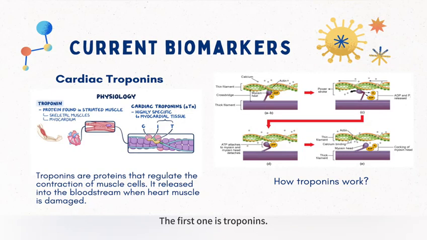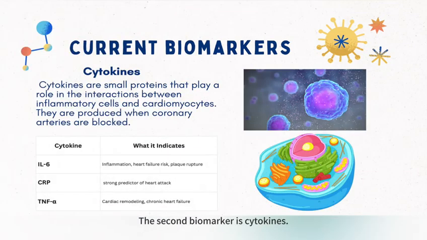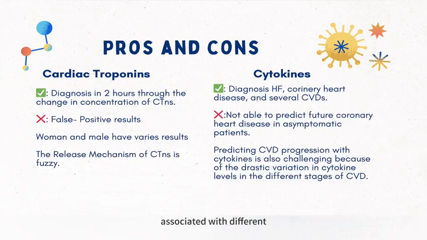The first one is troponins. When the heart muscle is injured, such as during a heart attack, troponins leak into the blood, so measuring troponin levels helps diagnose AMI. The second biomarker is cytokines. Cytokines regulate immune responses and inflammation. They are produced when coronary arteries are blocked, and different types are associated with different cardiovascular conditions. However, both biomarkers have limitations.